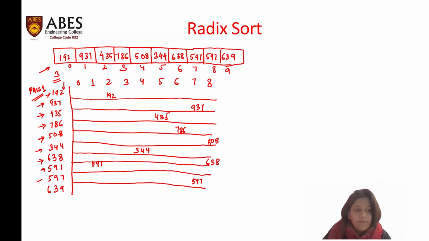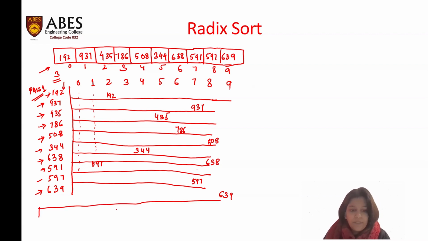Then we will look for the numbers having 9 at the ones place. Yes, we have 639. So here I have to create one more column. We will write 639 here. And then after this pass, we will start picking up the values column wise like this. So there is no value in the column 0, then there is one value in the column 1. So after this pass, the array will look like this.